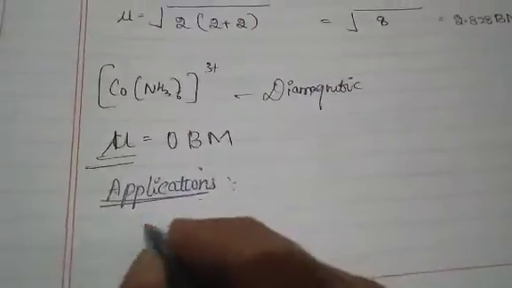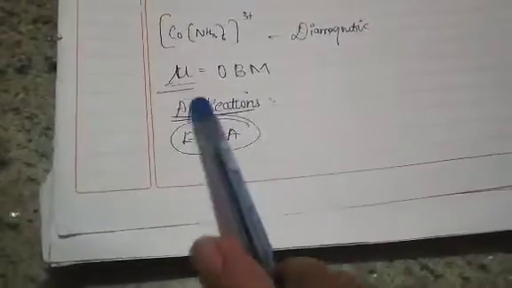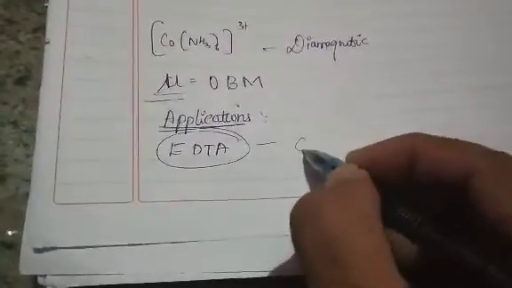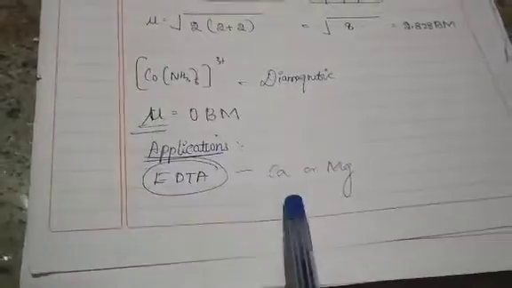And in case you have to determine qualitatively how much is present, and quantitatively, then we will be using an indicator such as EDTA, ethylene diamine tetraacetate. What it will do is act as a ligand, and this will bind with your calcium or magnesium specifically in a specific medium, giving you the color change.